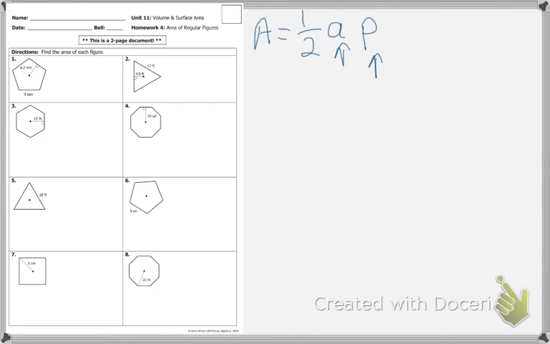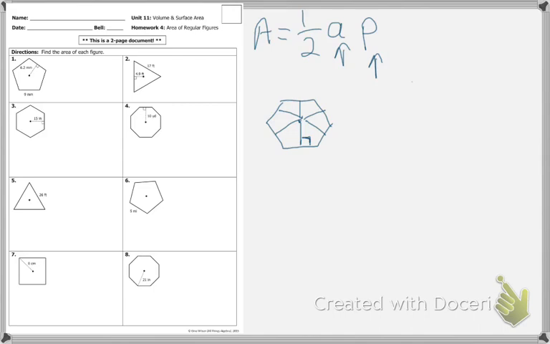Say for instance you have a figure like this. The apothem is always going to be from the center to the wall. That will be a 90-degree angle. It's always from the center to the wall. Notice how each one is the apothem. That is one fixed distance.